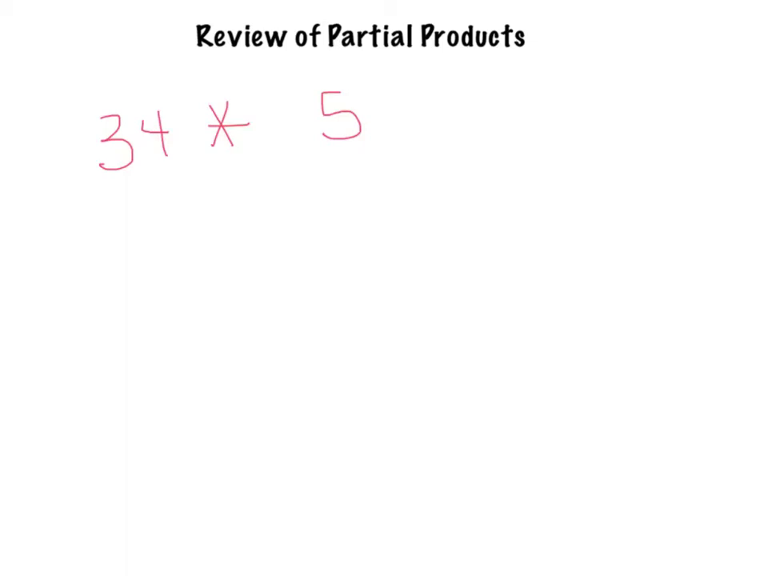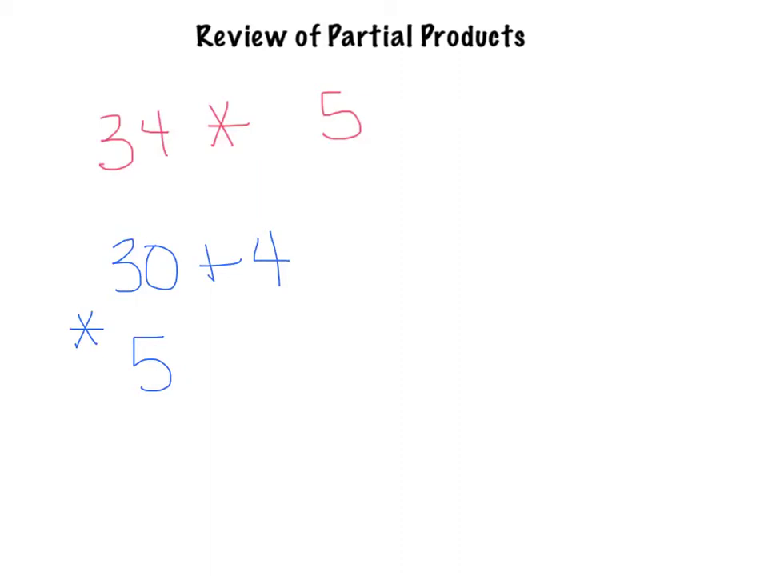When we think about partial products, what we want to always do is multiply together all of the different parts of the number once they're written in expanded form. So the first thing that we'll do is write 34 in expanded form. We'll make that 30 plus 4. And then 5 is just 5 in expanded form. Okay? So what we want to do is multiply each of those parts.